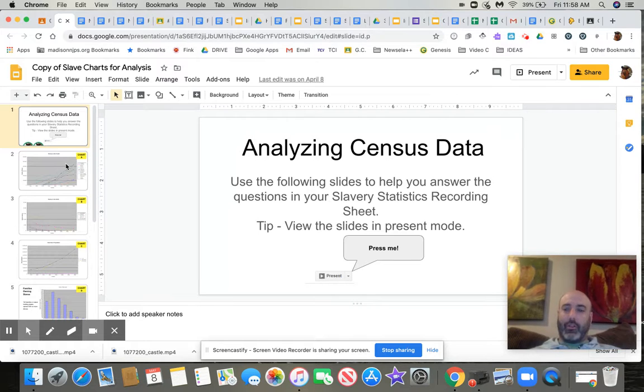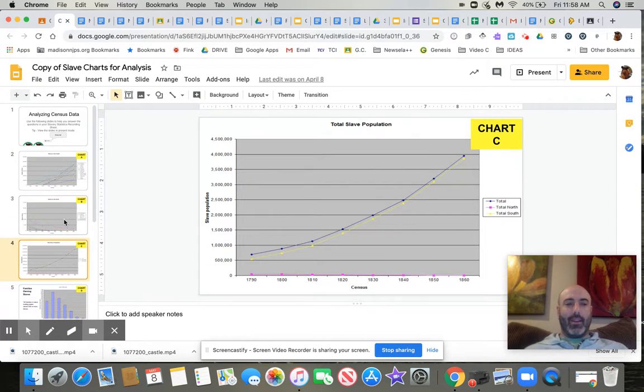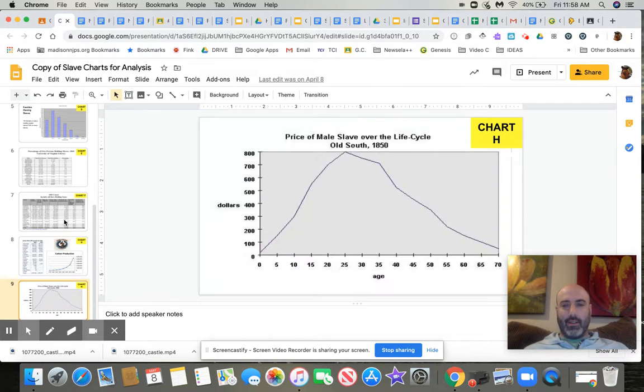Now, two little tips for how to do this. You can make this full screen by clicking present, but then I think with the touchscreen Chromebooks, you can't enlarge parts of the chart. However, if you leave it in this mode, like what we're looking at, you can then use your touch screen, if it's still working, and enlarge what you're looking at. So there are various charts: chart A, chart B, chart C, chart D, E, F, G, and H.